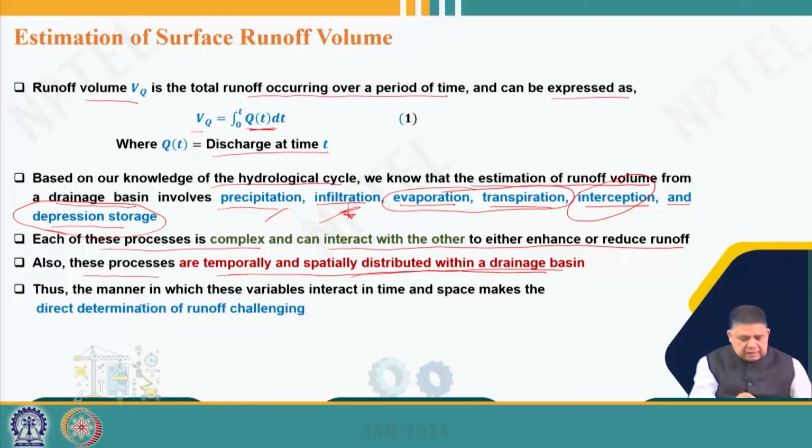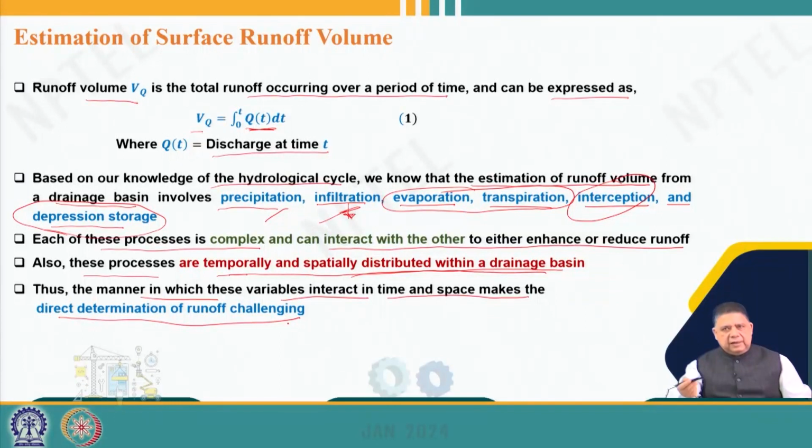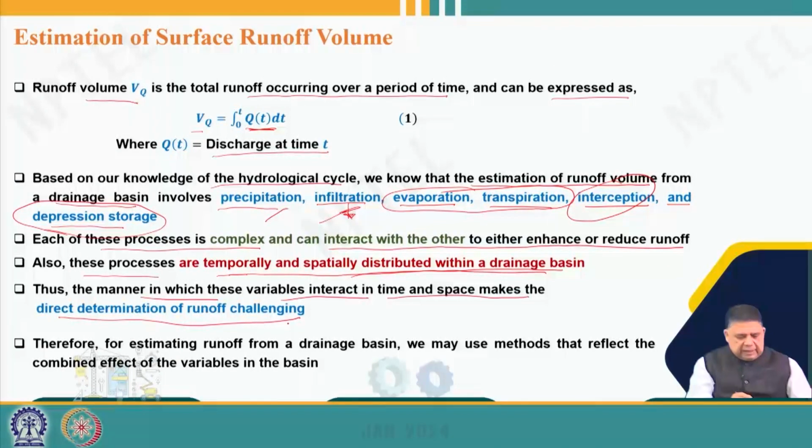basins. Thus, the manner in which these variables interact in time and space makes the direct determination of runoff very challenging. So, it is not really easy. Of course, we have seen different methods, but it is not really easy. And therefore, for estimating runoff from a drainage basin, we may use methods that reflect the combined effect of these variables in the basin.